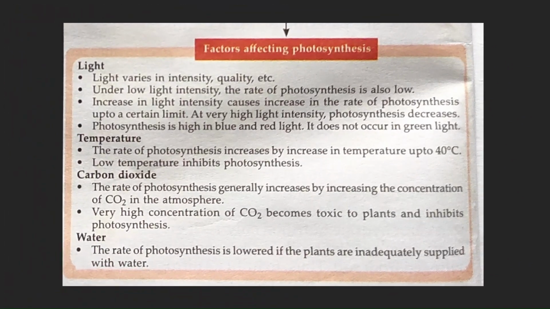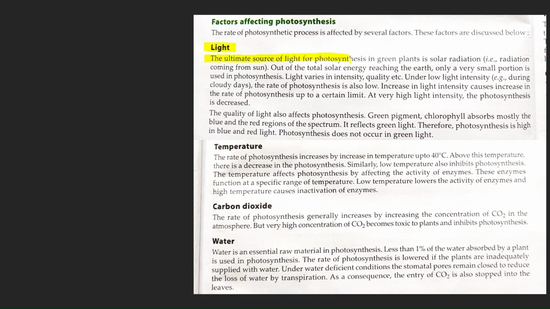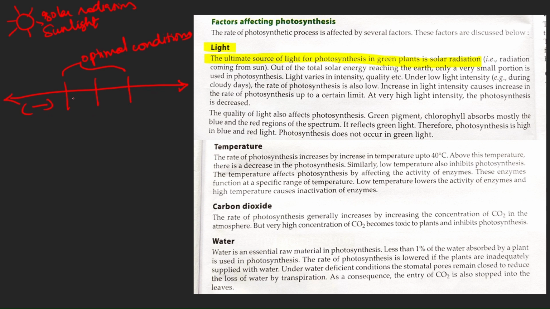So coming back to the concept map, next we will see factors affecting photosynthesis. Light. The ultimate source of light for photosynthesis in green plants is solar radiation. What does it mean? Usually in normal terms we say it as sunlight. For any reaction to occur, there will always be a range which is called optimal conditions. Anything below is bad. Anything above is also very bad.